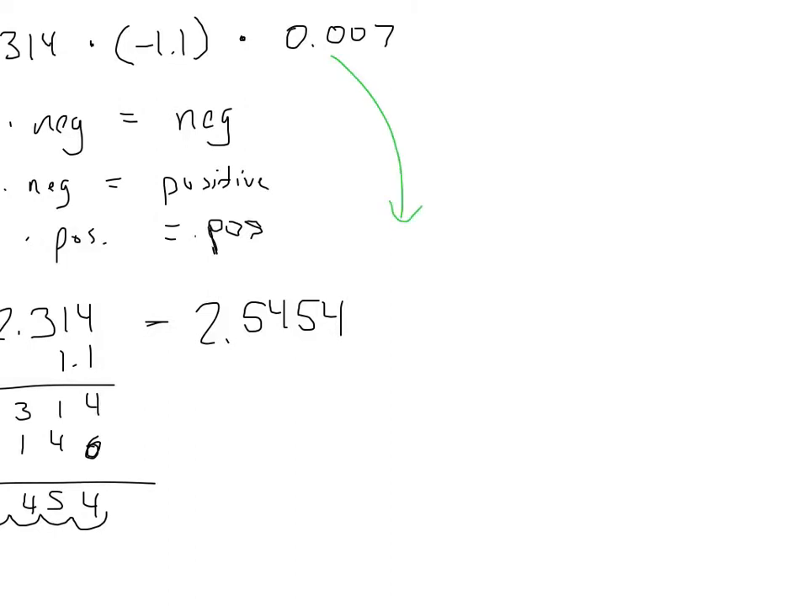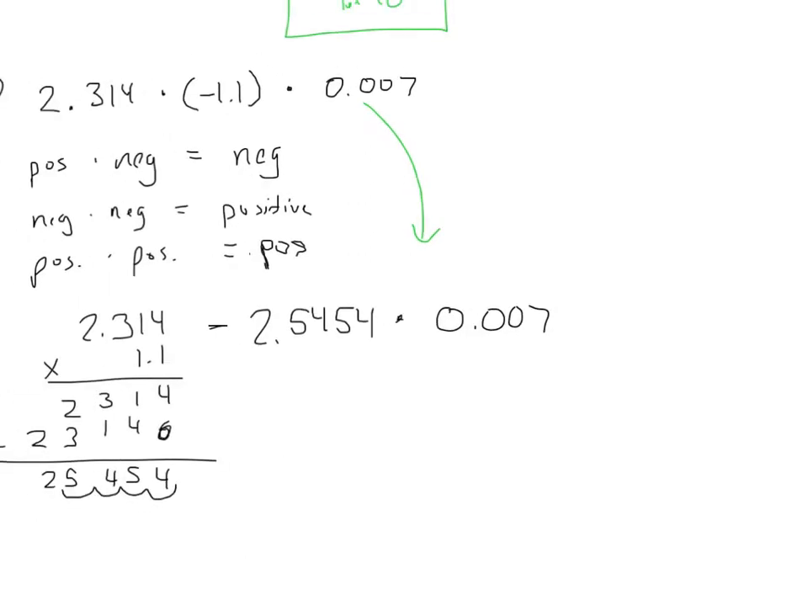We've got to bring that times 0.007 down. So let's go ahead and do that. Well, we're multiplying a negative number times a positive, so our answer is going to be negative for sure.